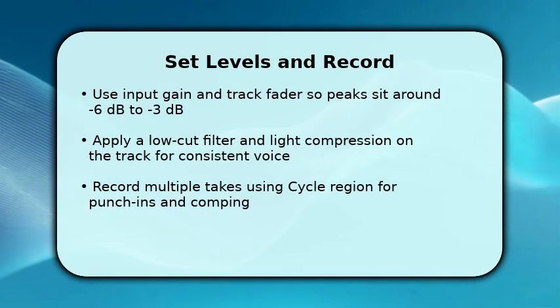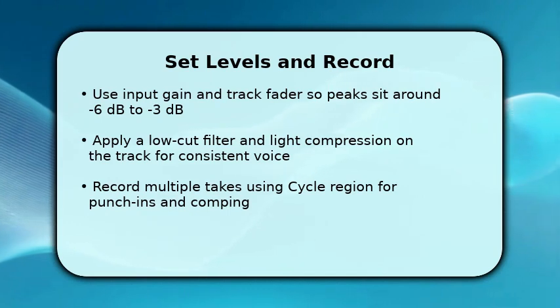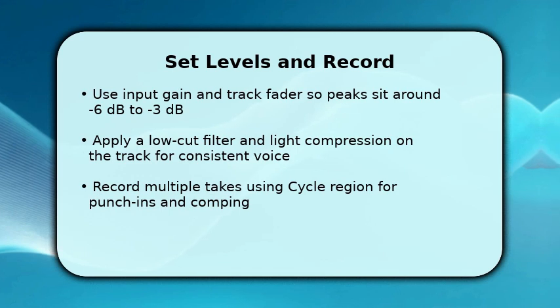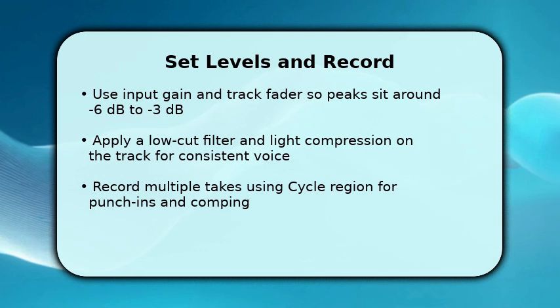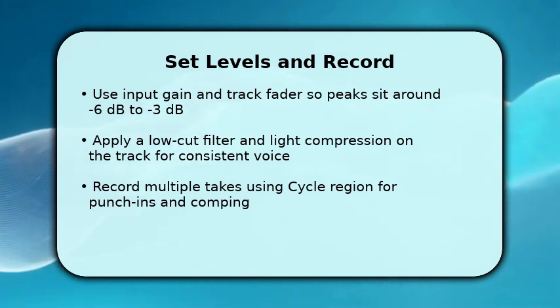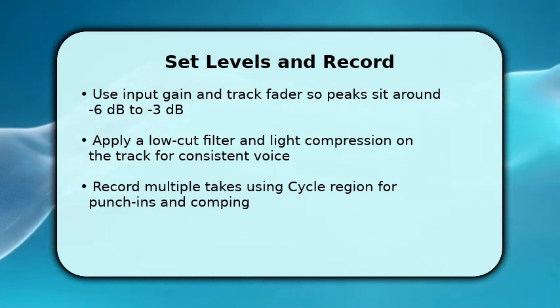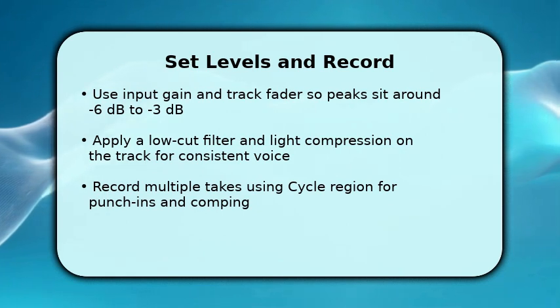You aim for healthy levels. Adjust your mic gain and the track fader until peaks hit about -6 to -3 decibels, because that preserves headroom. Then add a low-cut filter to remove rumble and a gentle compressor to even out dynamics. This helps your voice sit in the mix. Use GarageBand's cycle region to loop a section and record multiple takes, making punch-ins where needed. Once you finish, listen back and mark the best phrases for comping into a single polished performance.